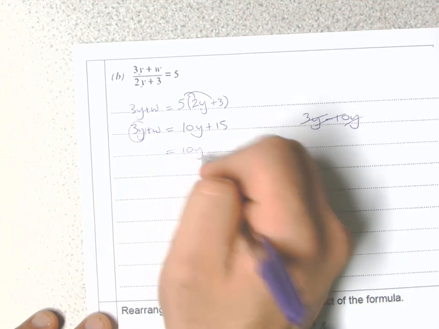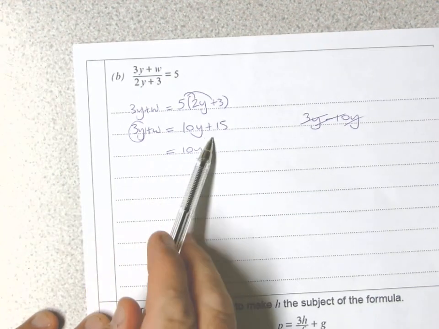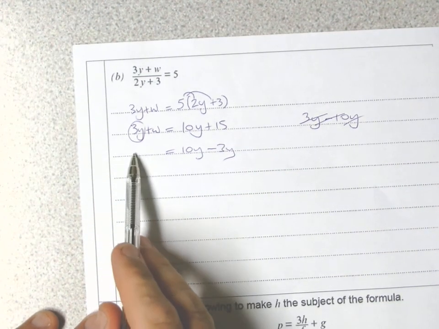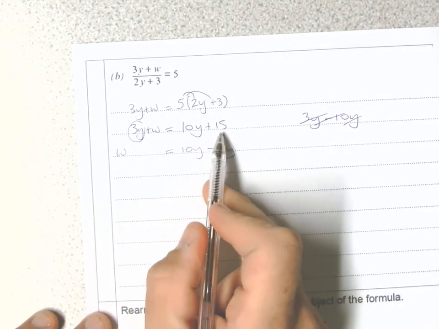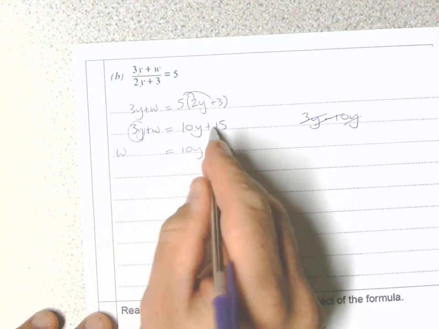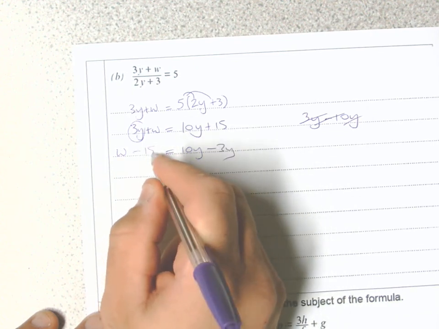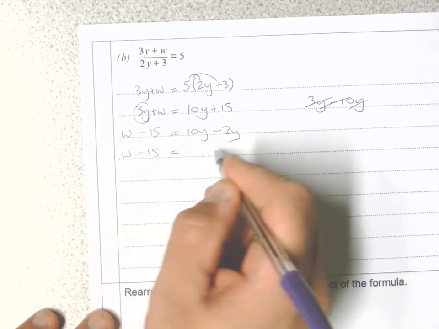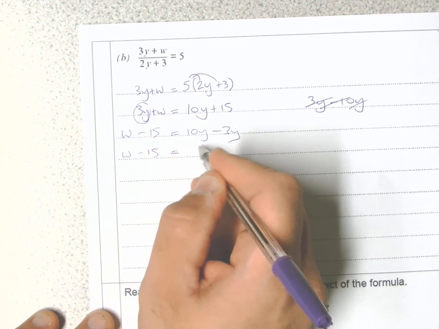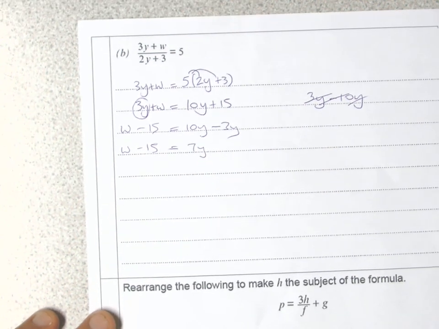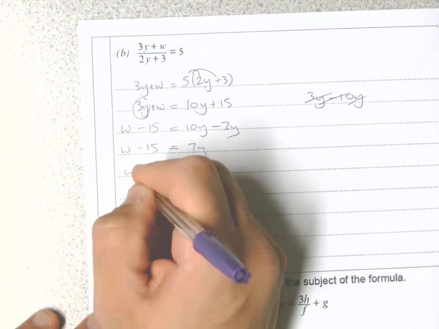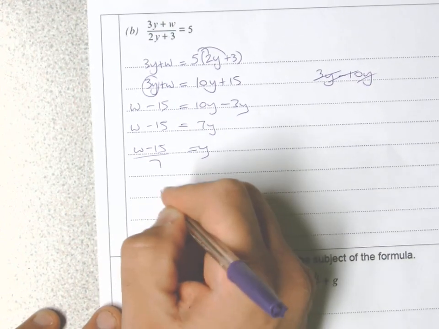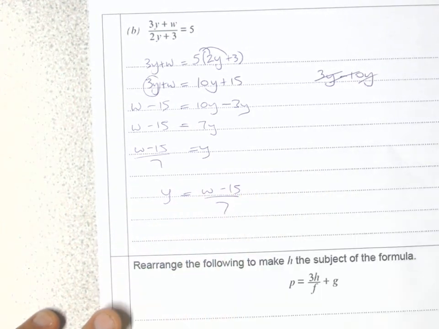So I'll end up having 10y. I'll leave the 10y where it is. That 3y, if I take it over, it becomes minus 3y. Okay? On this side then, I'm left with w, but what I'll do is this 15 I'll bring over this side. So plus 15, if I take it over, it becomes minus 15. Okay? Now I've got w minus 15. Of course this simplifies. 10 take away 3 is 7y. And then, just as we've seen before, you just need to divide by 7 and you get your y. Okay, so we've got y as the subject. And there's our answer. So y will equal w minus 15 over 7.